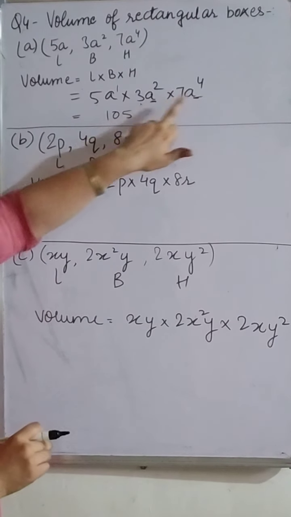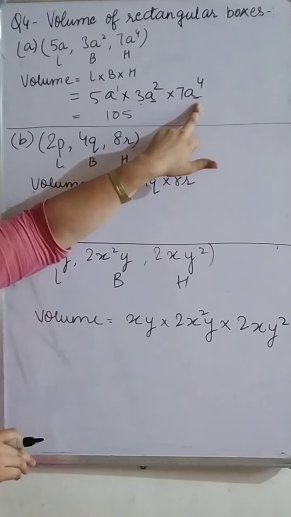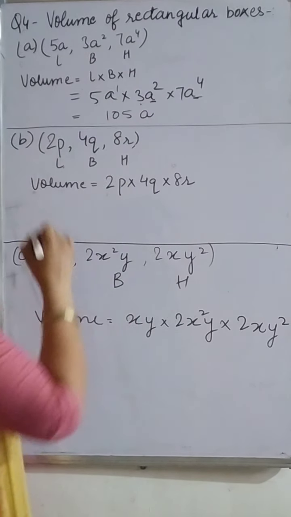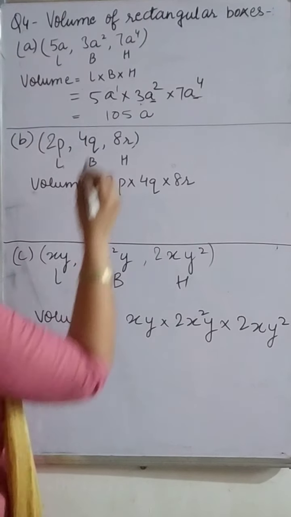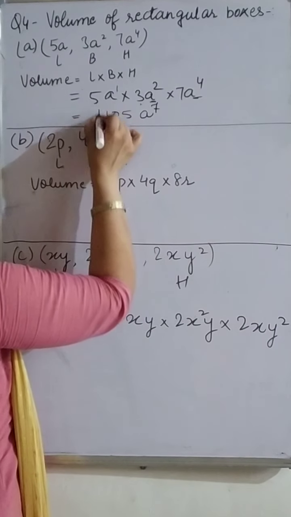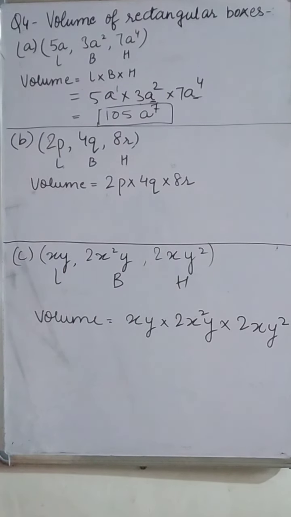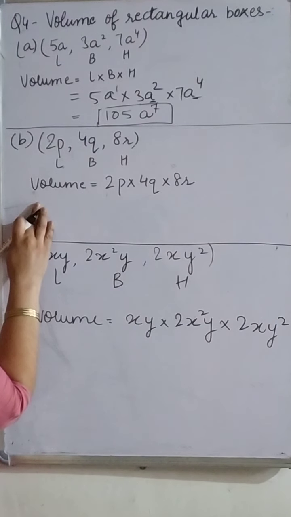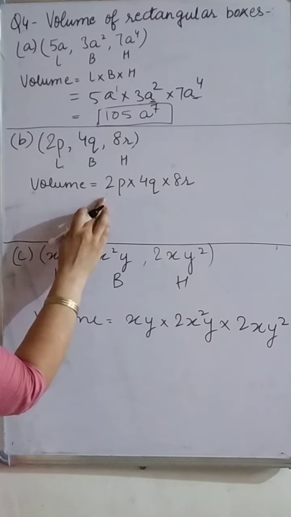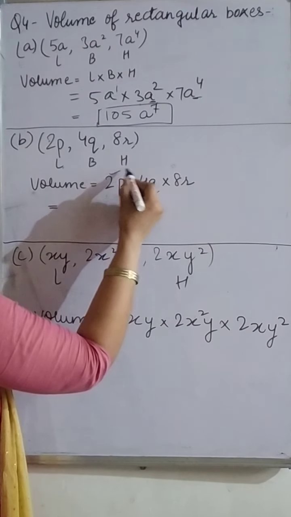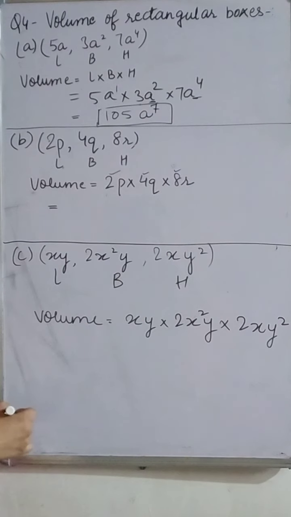We are multiplying these three terms with the same base. If we multiply terms with the same base, then the base remains the same and powers are added. So 1 plus 2, 3, 3 plus 4, 7. The answer is 105 into a raised to power 7. Now see the second part. Volume of a rectangular box. A rectangular box is a cuboid. Volume of a cuboid is length into breadth into height. Multiply coefficients. 2 4s are 8, 8 8s are 64.